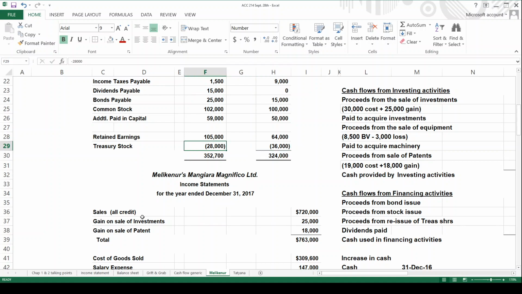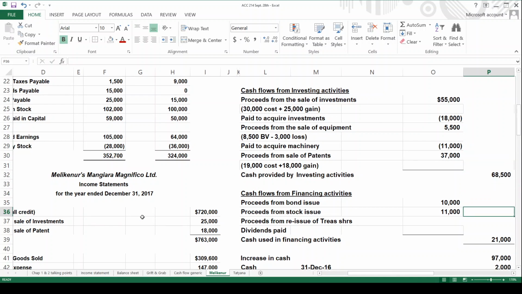Now treasury stock has a debit balance. So when you credit a treasury stock, it goes down. So forgetting about the debits and credits, this account balance goes down. What does that mean? It was cash coming in. Proceeds from reissue, 8,000. Which brings us to the last number that we need, which is dividends paid.